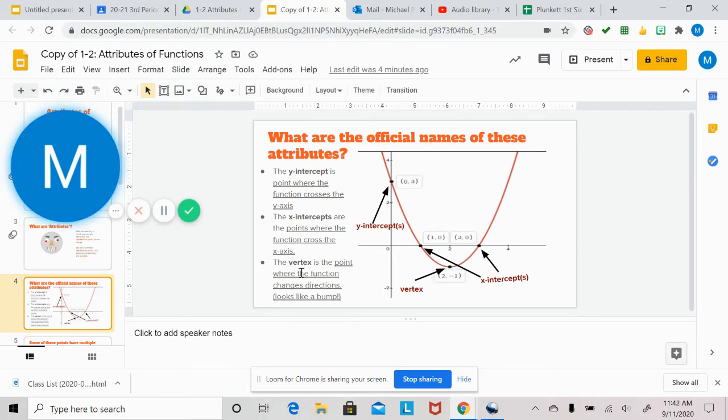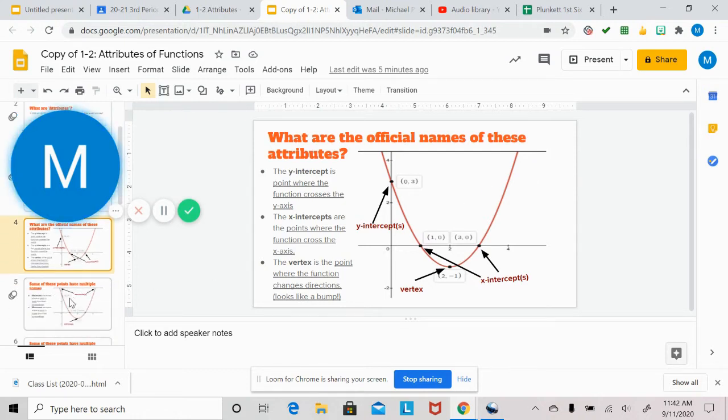The last one we have here, and we do have a couple more after this, is the vertex. You can think of the vertex as the turning point. It's where the graph turns and changes direction. So I go from decreasing, or going down, to turning to where I'm increasing and going up.